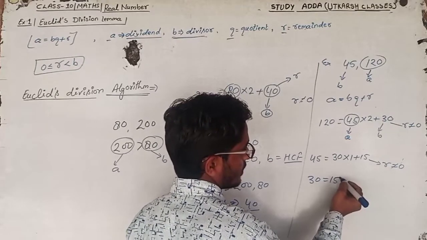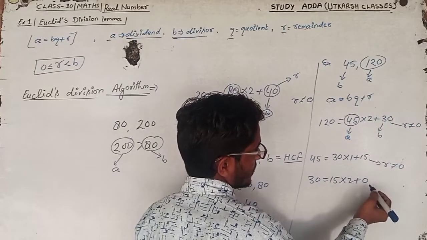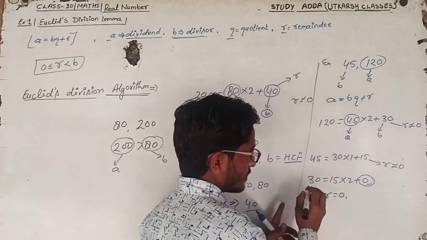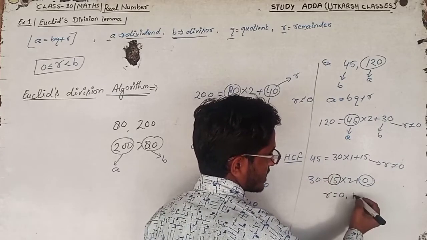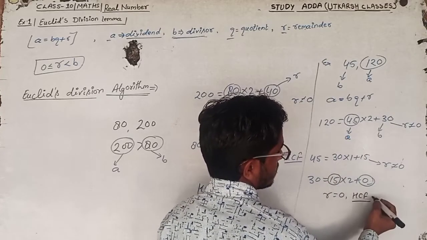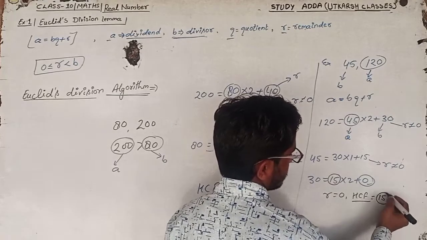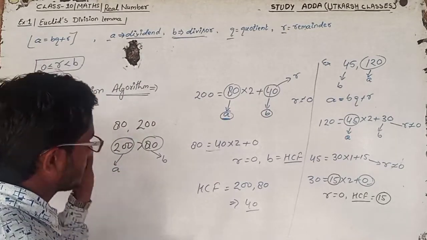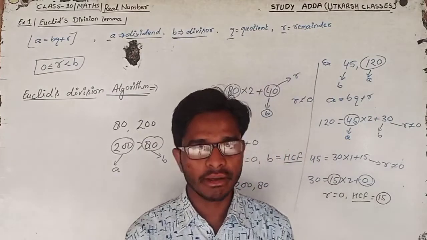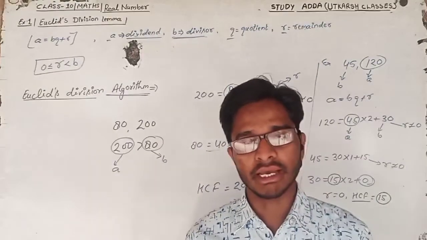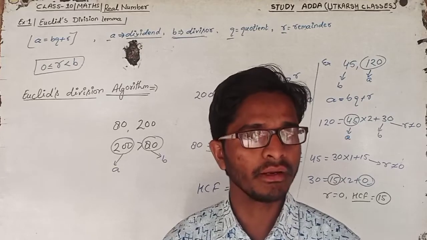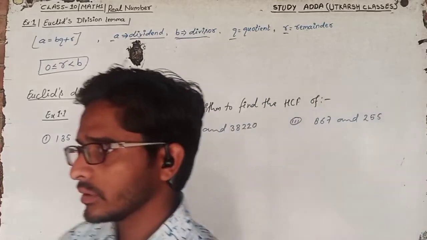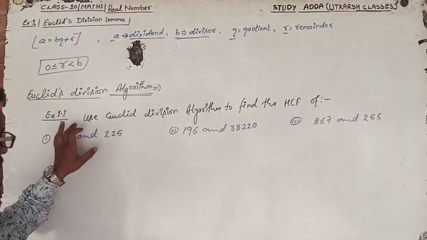30 is equal to 15 into 2 plus 0. Then now the remainder is 0. Then we can say the HCF of the given integers is 15. Clear? So we can say the Euclid division algorithm is the step-by-step method to evaluate the HCF of any two integers. Clear?